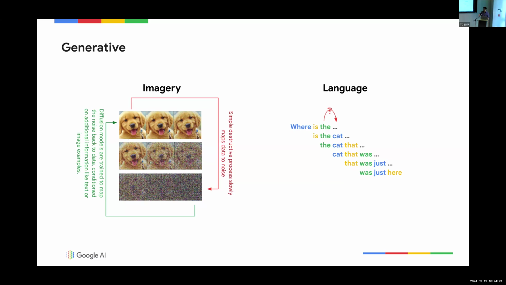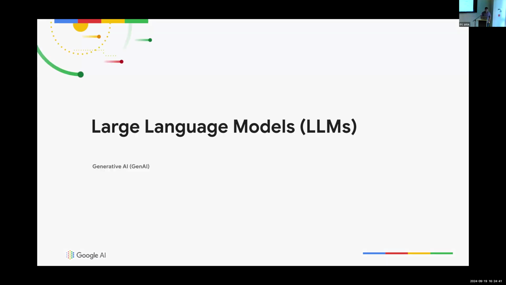And then lastly, which is today's topic, is generative. You're predicting one word at a time, or you're generating a brand new image, or you're blurring an image. This is what we will be using today: large language models, or LLMs.